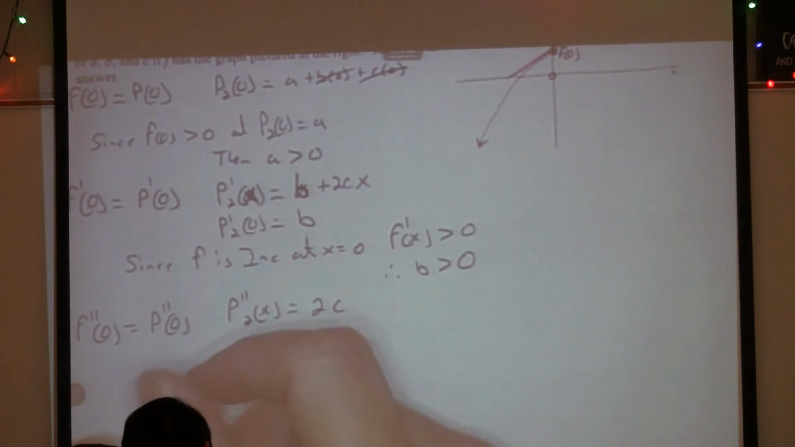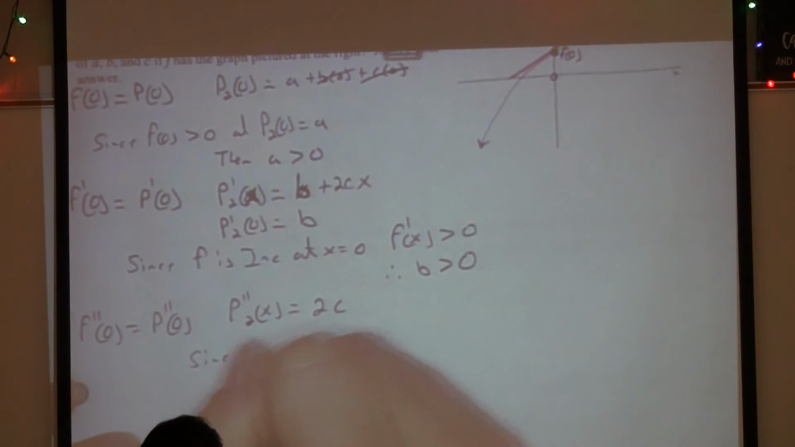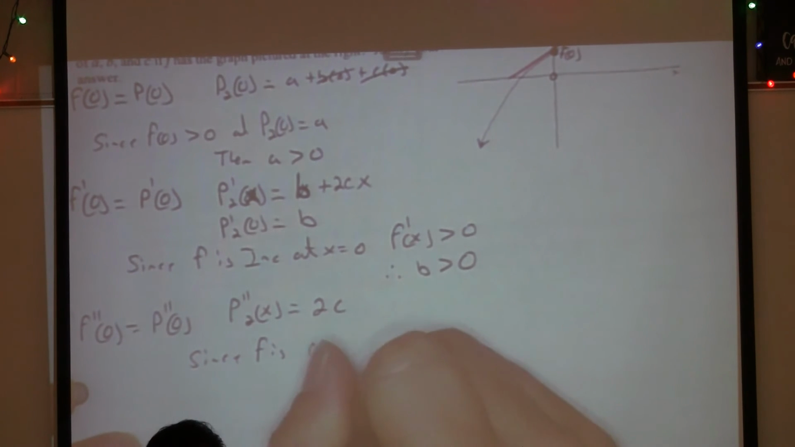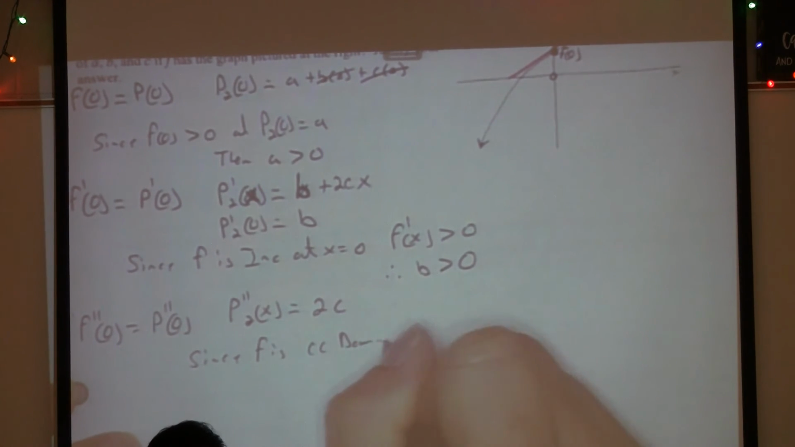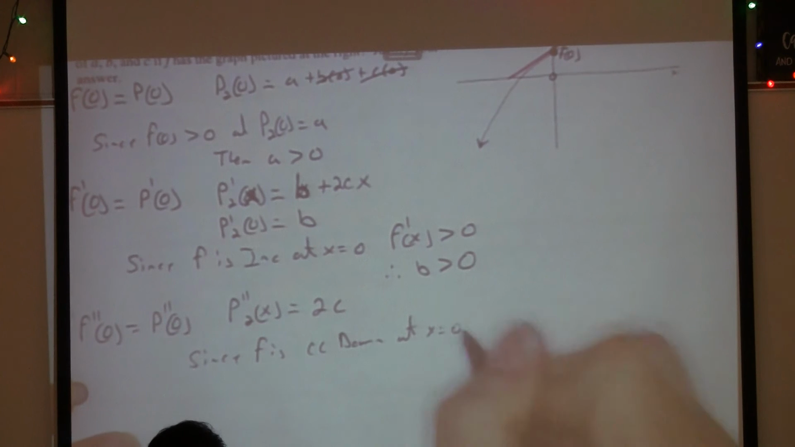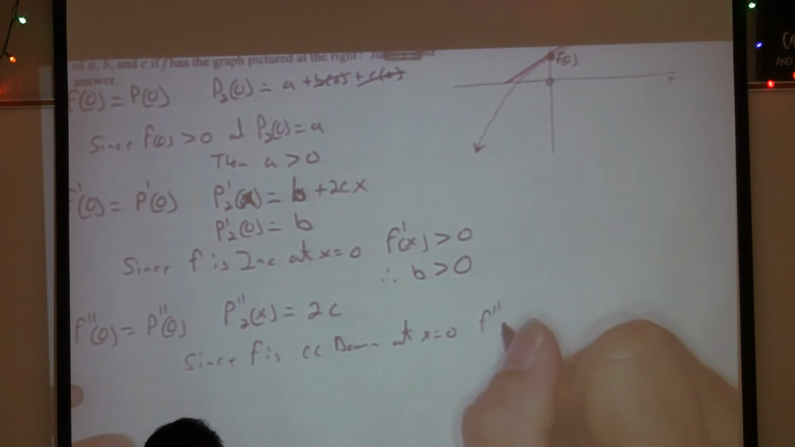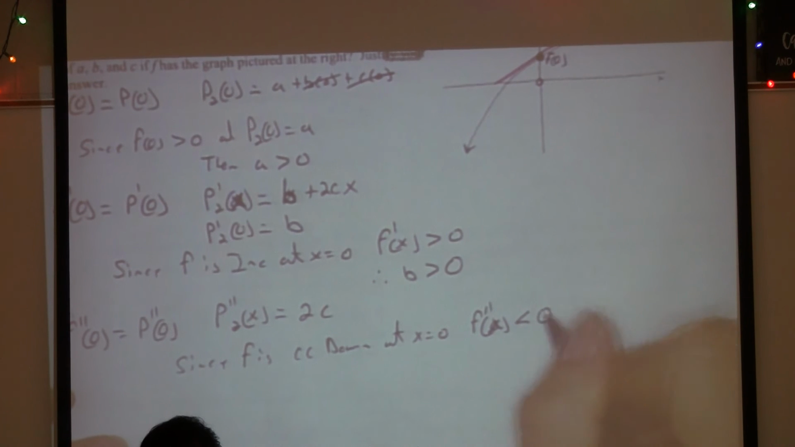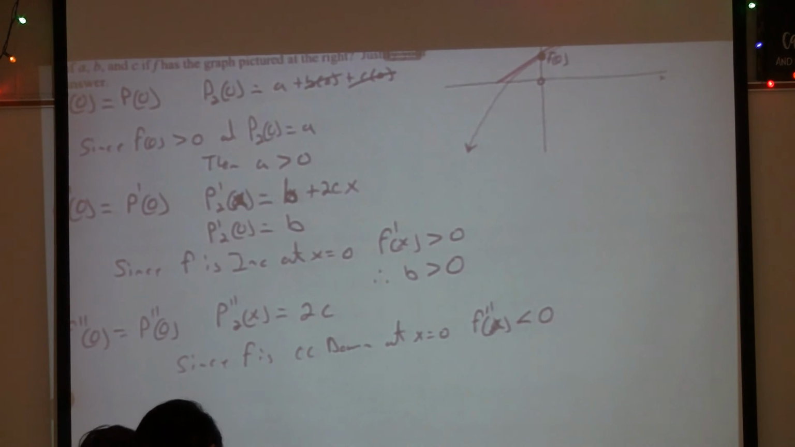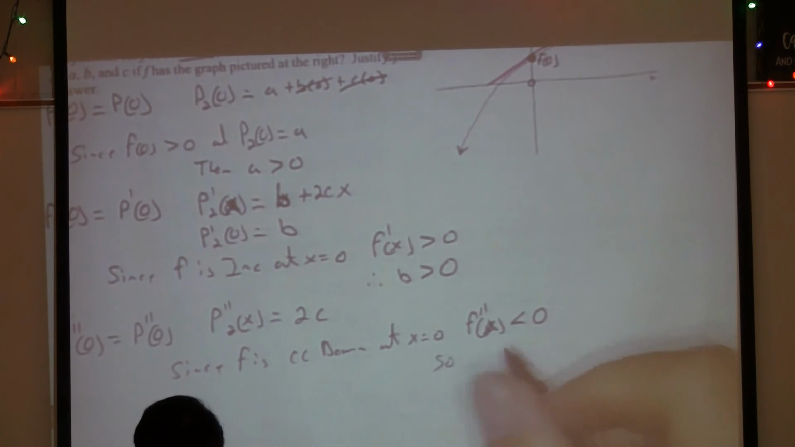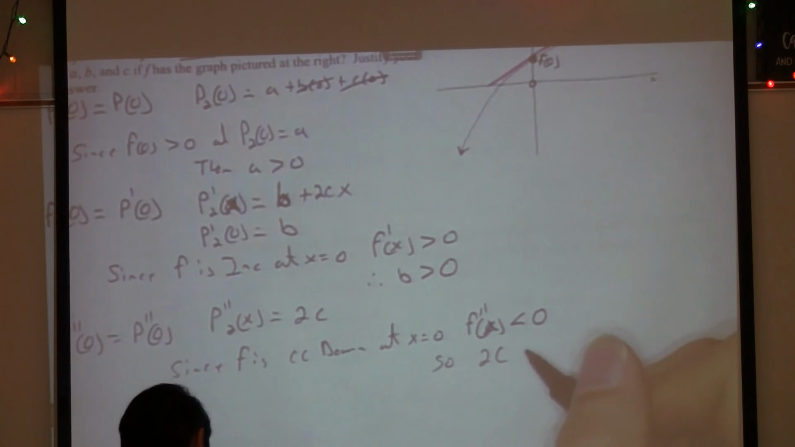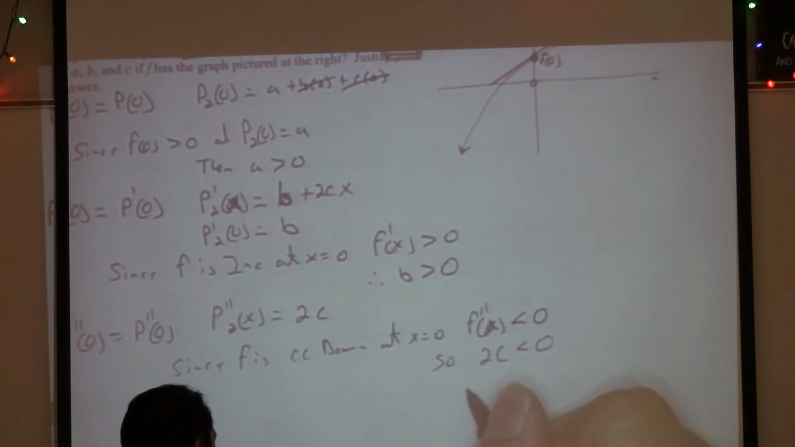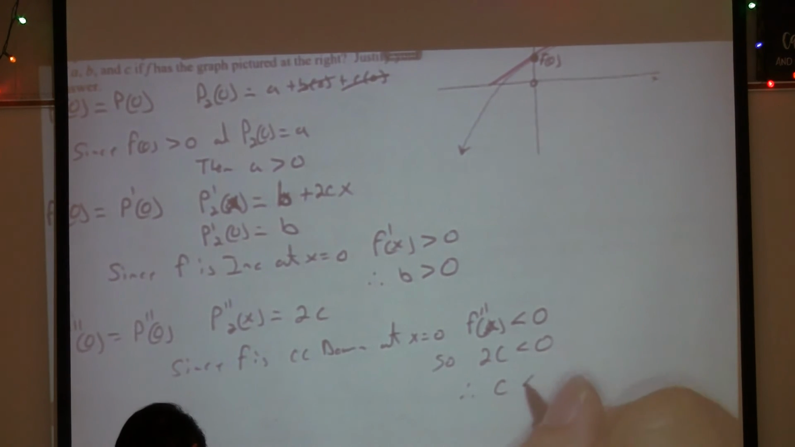Okay. So we could say since f is concave down at x equals 0, the second derivative at x has to be negative, which is less than 0. So 2c, right, has to be less than 0. So therefore, definitely c is going to be negative.